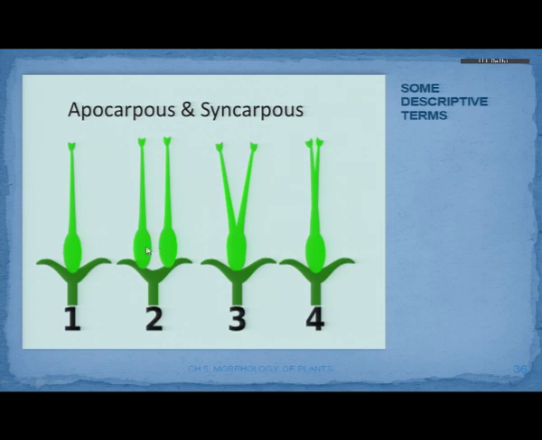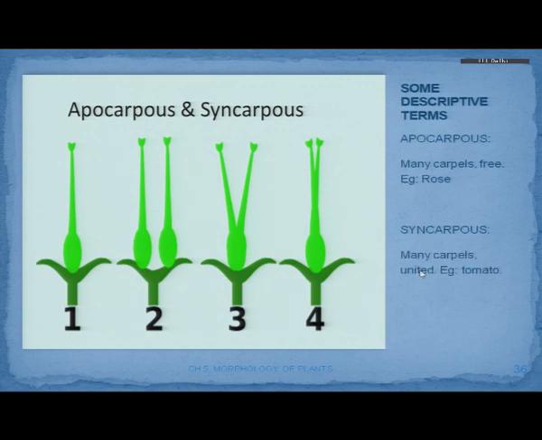For example, here two carpels are present but they are not united. Such a condition is apocarpous condition, where many carpels are present but they are free, they are not united. For example, as in rose. Now, syncarpous condition is when many carpels are present but they are united. They may be united to various degrees, various extents. Such a condition is known as syncarpous condition. Here the carpels are united. For example, in tomato.